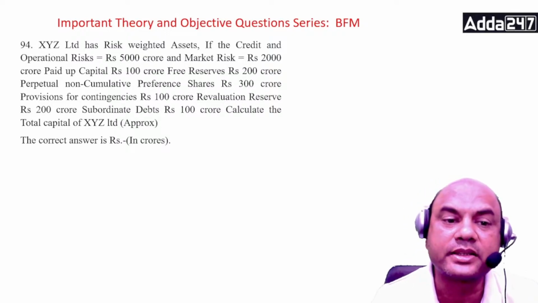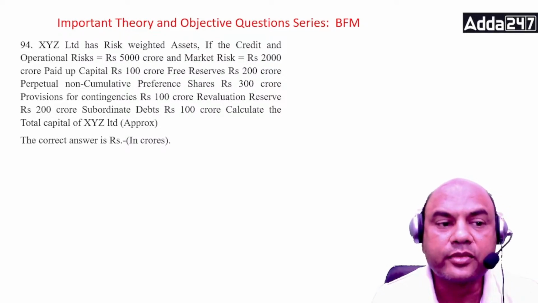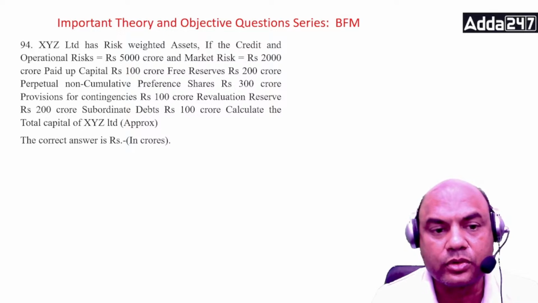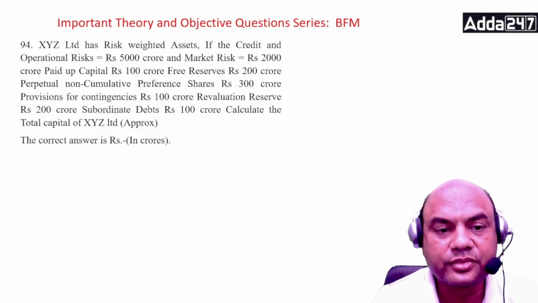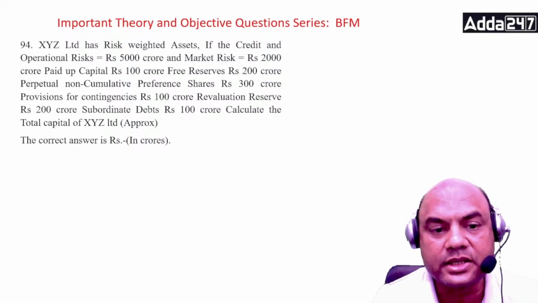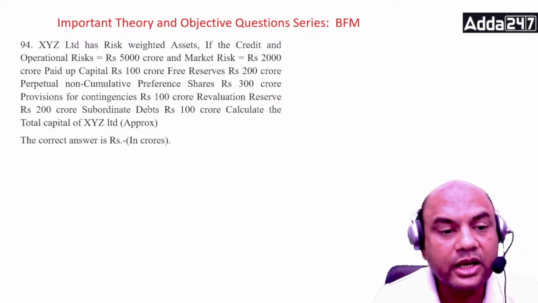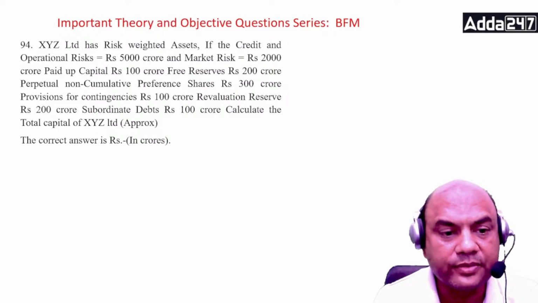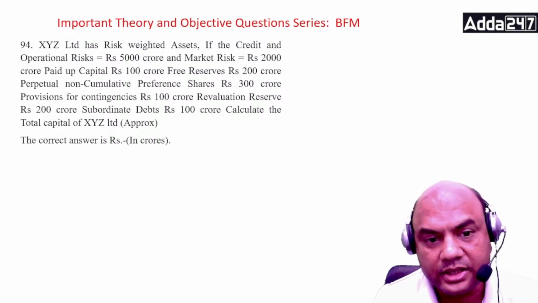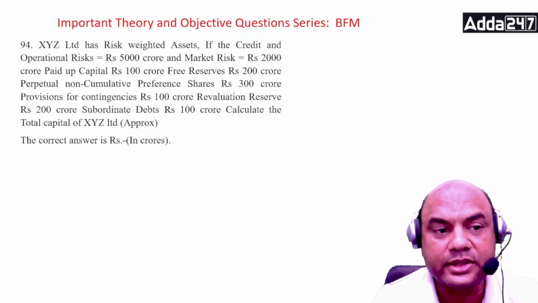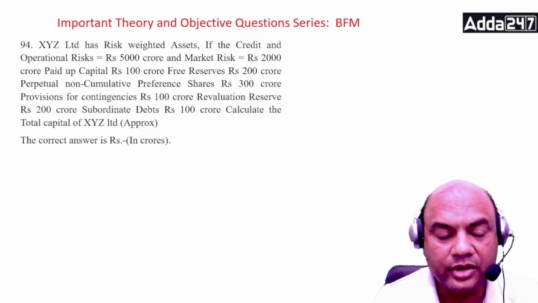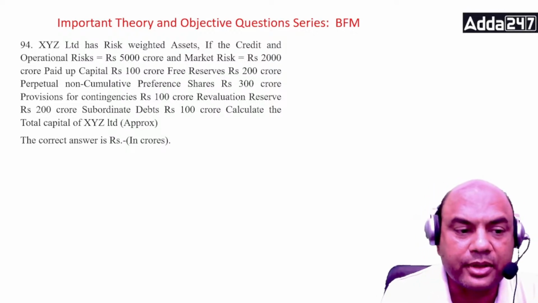XYZ Limited has RWA, risk weighted assets. If the credit and operational risk are 5,000 crore, market risk is 2,000 crore, paid up capital is 100 crores, free reserves are 200 crores, PNCP, perpetual non-cumulative preference shares, are 300 crores, provisions for contingencies are 100 crores, revaluation reserves are 200 crores, subordinate debt is 100 crores. Calculate the total capital of XYZ Limited approximately. So you have to calculate the total capital, simple.